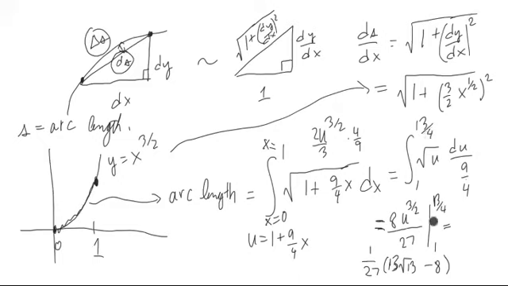So then we plug this value in and that value in and subtract, and after some simplification and factoring out 1 over 27, we end up with this right here as the arc length.